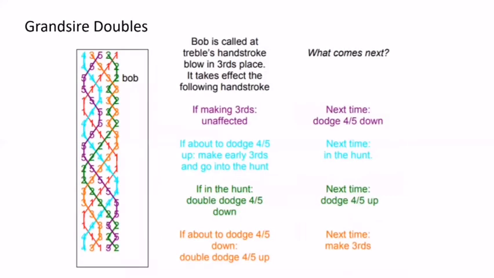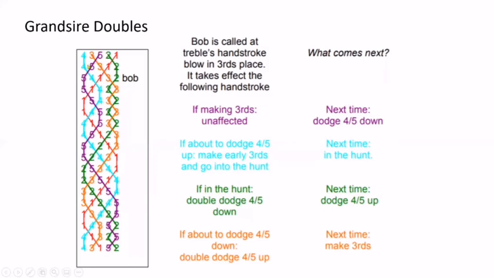Let's have a look at Grandsire Doubles. Grandsire Doubles is slightly more complicated in that we have bobs and singles. Bobs alone weren't enough. What we see also is that the bob is called slightly earlier and it takes effect slightly earlier.